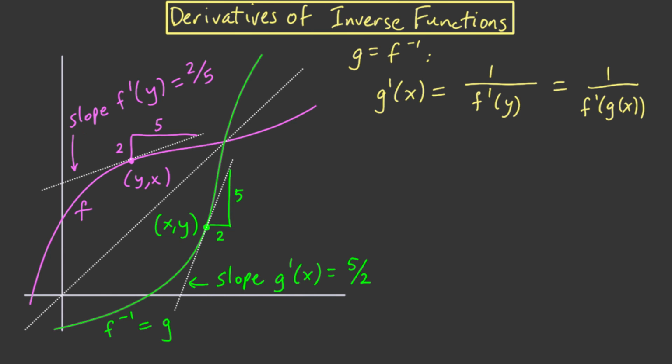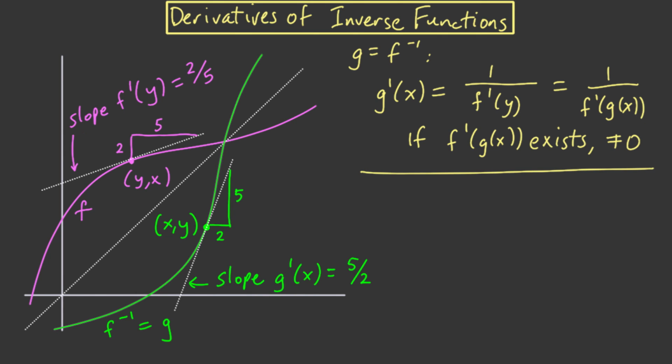This will work as long as f actually does have a tangent line here to reflect. In other words, f prime of g of x has to exist, and it can't be 0. If f prime of g of x was equal to 0, then this tangent line would be horizontal, so its reflection would be vertical, and vertical lines don't have slope. That's what the formula would be trying to tell us. We'd be getting 1 over 0. So that's the geometric approach to the derivative of an inverse function.